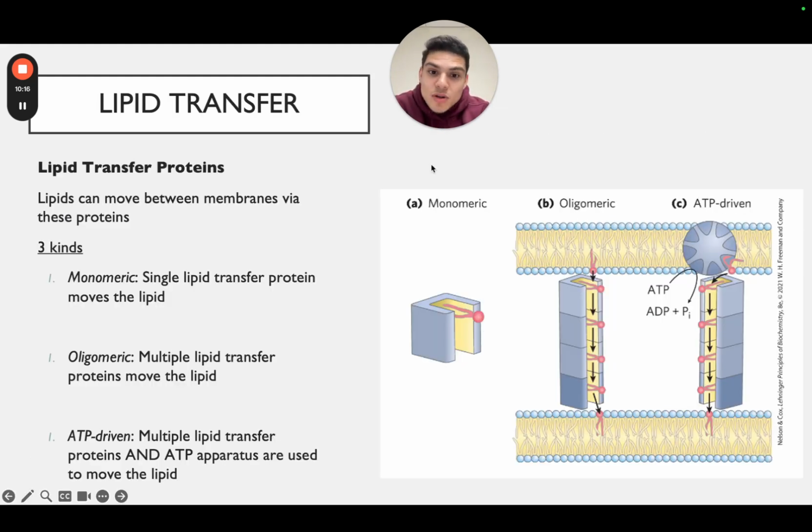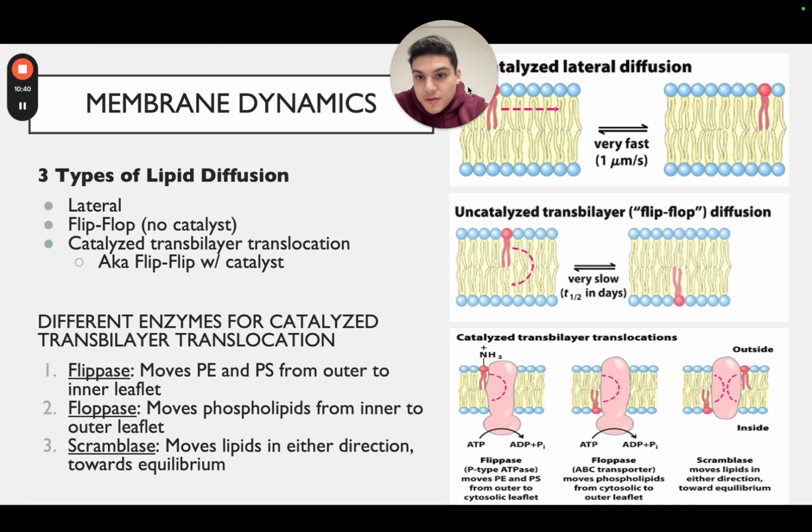And so talking more about lipid transfer, there are these things called lipid transfer proteins where lipids can move between membranes via these types of proteins. And there are three kinds. There's monomeric, which is a single lipid transfer protein. There is oligomeric, which is just a few multiple lipid transfer proteins that move it and they're connected together. Or there's ATP driven, which uses ATP to drive the lipid transfer itself. So those are three.